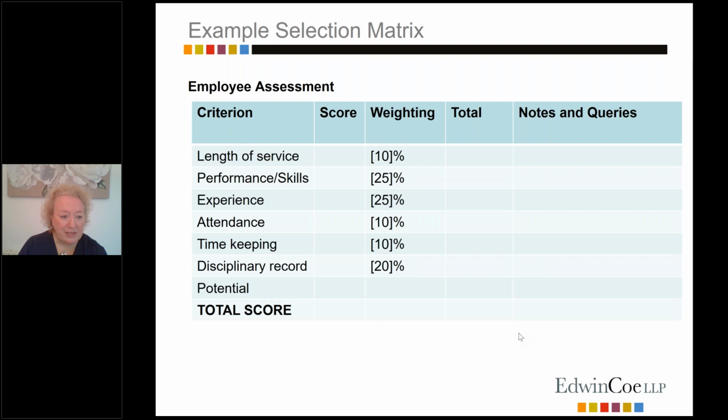And you'll see there potential is suggested as a criteria. Again, that's one of those subjective criteria, difficult to objectively measure, so treat that one with caution. Next slide, please.